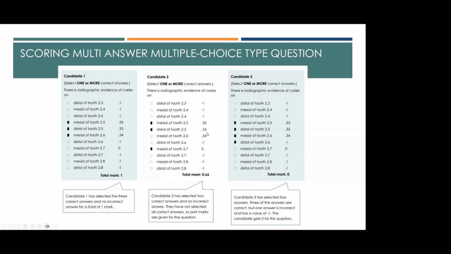If you select only 2 of the correct answers and 1 of the 0 value answers and none of the wrong answers, you will get a partial mark of 0.66, like candidate number 2. If you select 1 wrong answer, despite having all the correct answers as well, you will get 0 for the question, like candidate number 3.